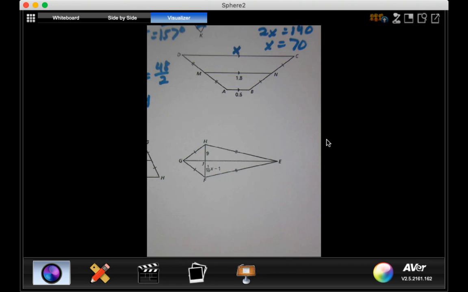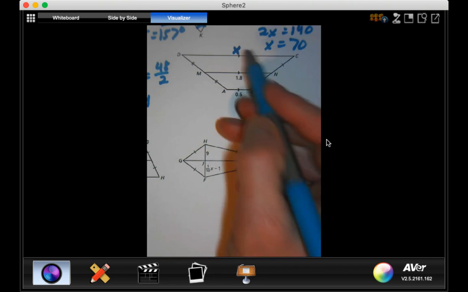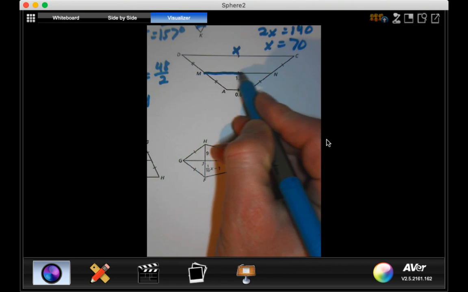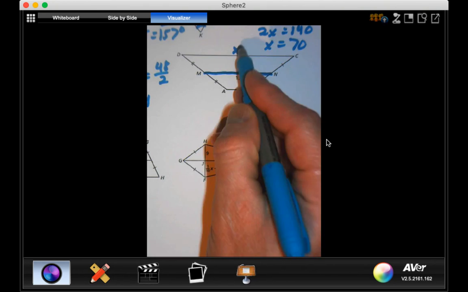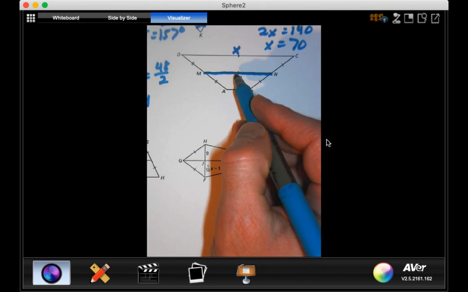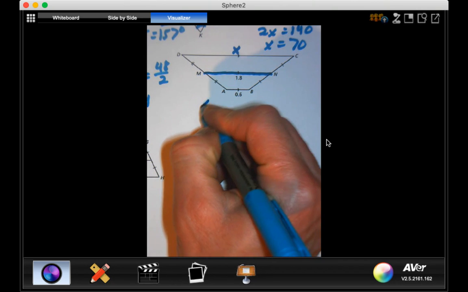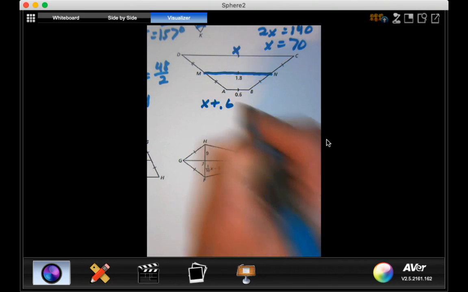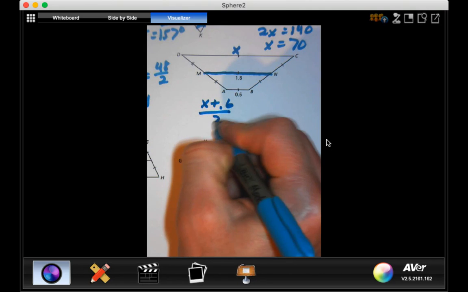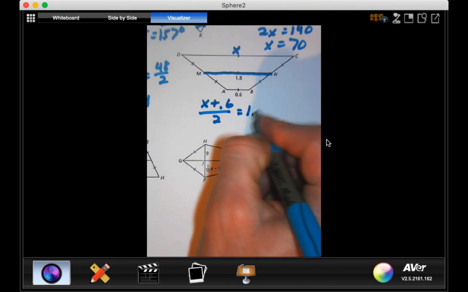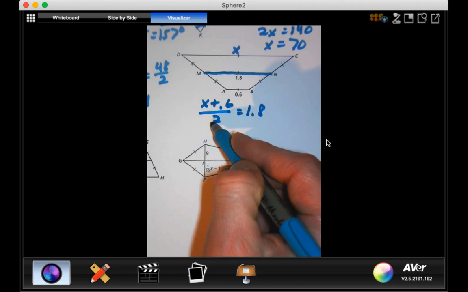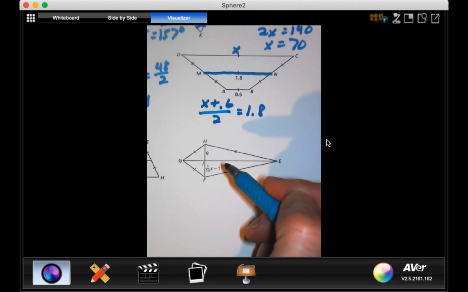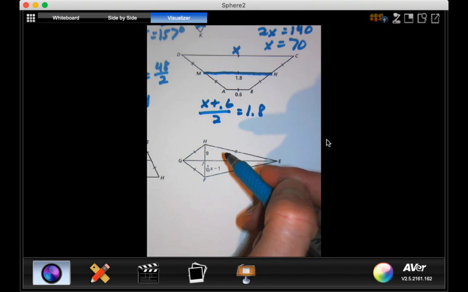In order to find that length, we're going to use our fact about the mid segment that we know. Remember, this is called the mid segment. The mid segment is the average of the top and the bottom, or the two bases. So we're going to say x plus 0.6 divided by 2 equals the mid segment. Because if we average the two bases, add them up and divide by 2, it's going to equal 1.8, or the mid segment.